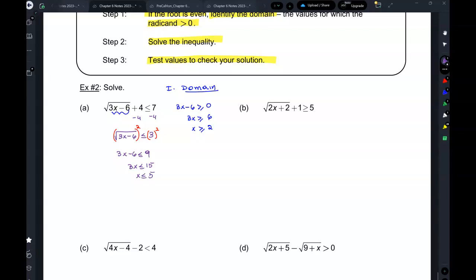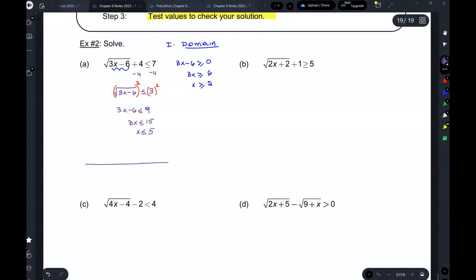Now, I have two situations here. On the one hand, let's go on a number line. On the one hand, this is telling me x is less than or equal to 5.